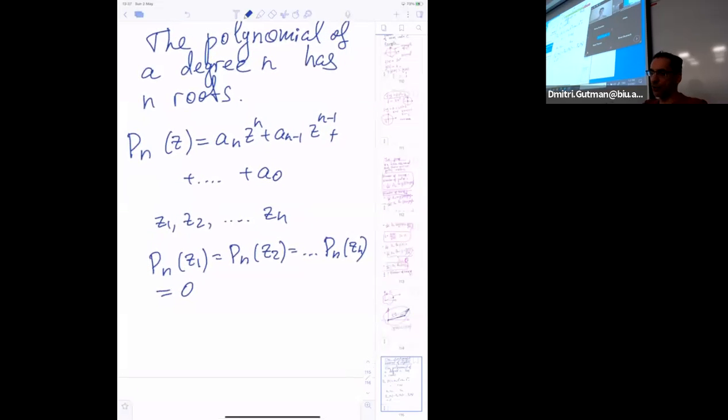Okay, so what function should we choose as function f and g?